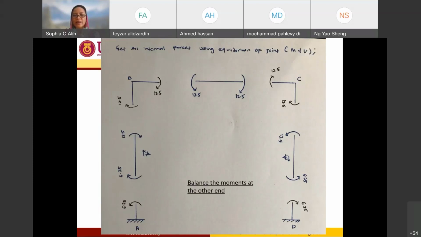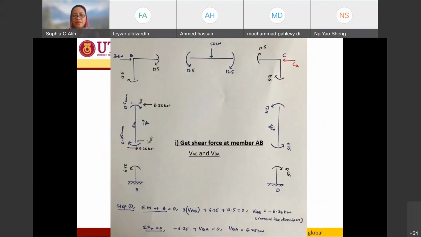And once I have already balanced the moment at the other end, I can first get the shear force at the members. Okay, the shear force first, because I couldn't get the tensile before I do the other part. Now in order for me to get the shear force at member AB, it's going to be the same procedure as what you have already learned in your beam. I assume the shear force towards the end of A is going to be VAB, and towards the end of B is going to be VBA. I assume the direction to be in this direction first.